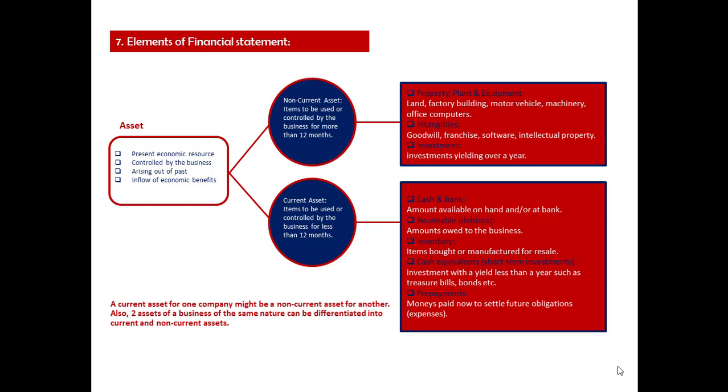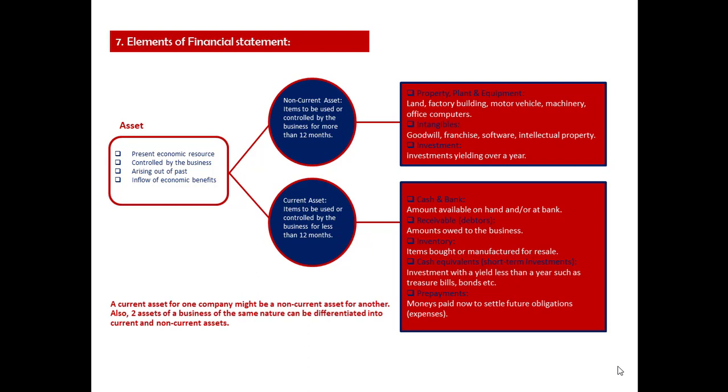So an item which is to be used or controlled by the business for less than a year, that is 12 months, is a current asset. So examples are cash and bank, that is money available or kept in a financial institution. We have receivables, people who owe the business. We have items bought or manufactured for resale, which are inventories. We have short-term investments that are supposed to be terminated or recouped within a year.